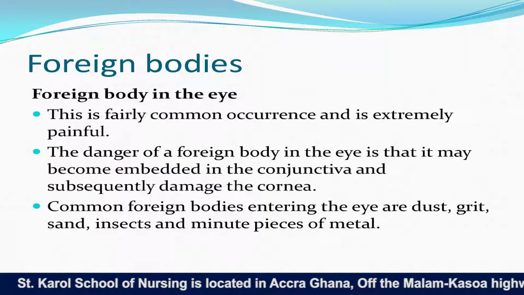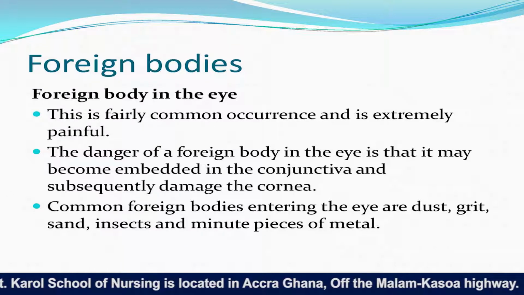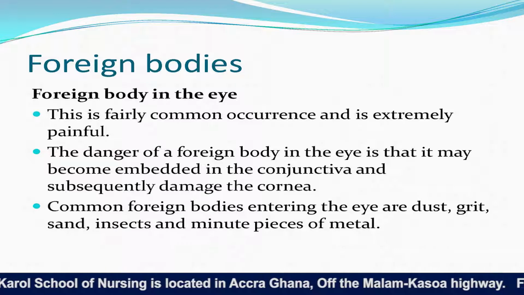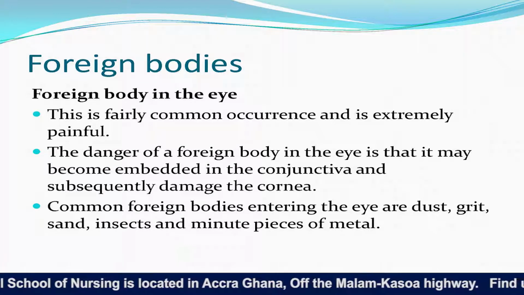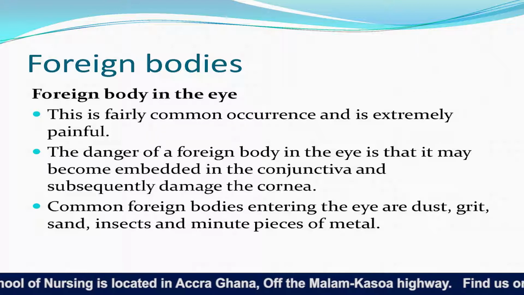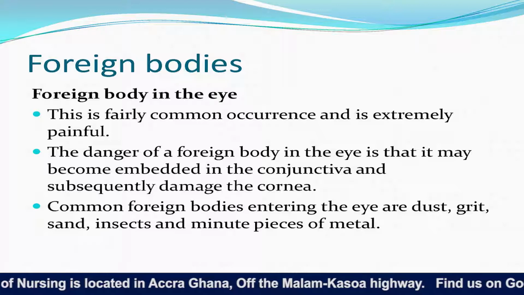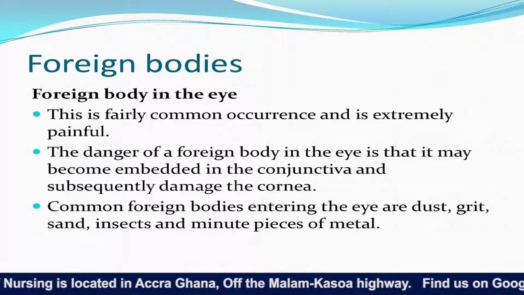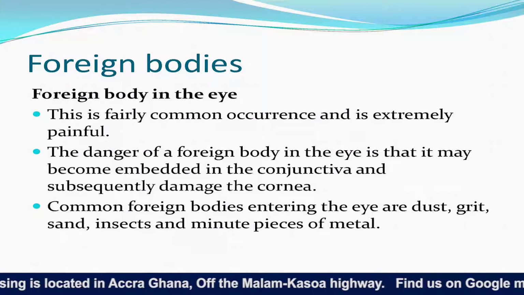Foreign bodies in the eye. This is a fairly common occurrence and it's extremely painful. The danger of a foreign body in the eye is that it may become embedded in the conjunctiva and subsequently damage the cornea. So common foreign bodies entering the eye are dust, grit, sand, insects, and minute pieces of metal.